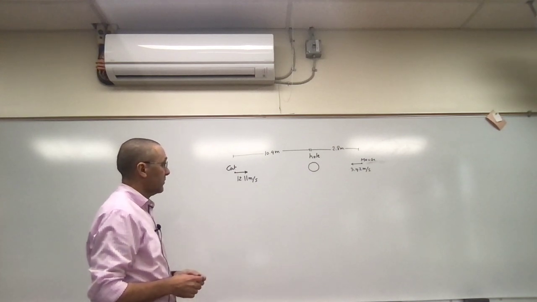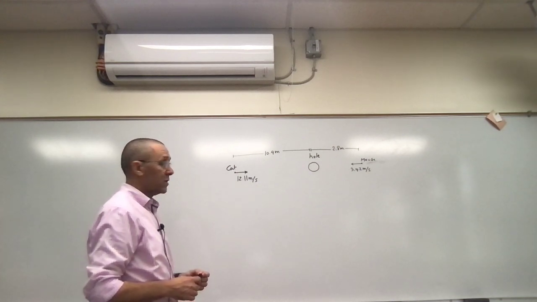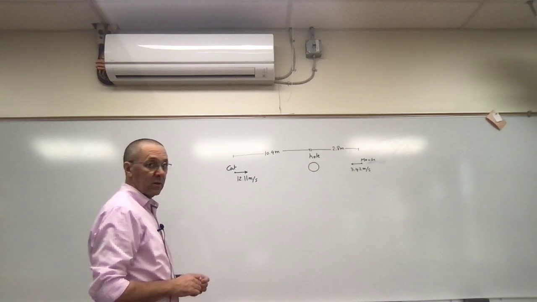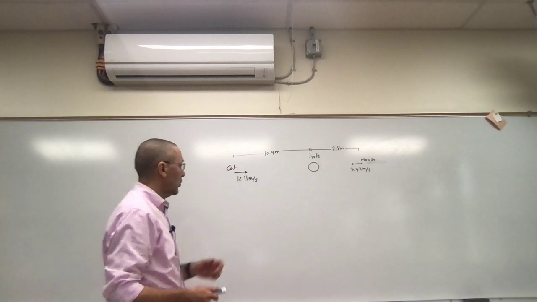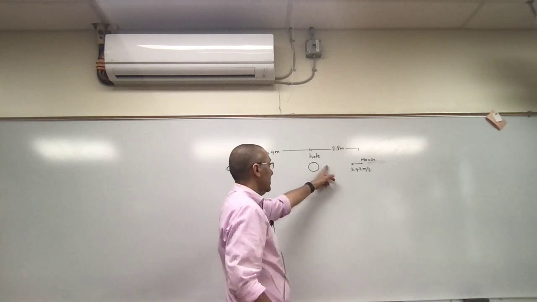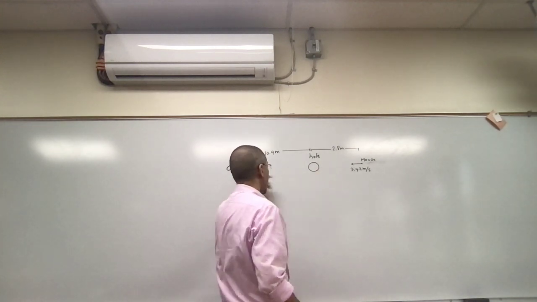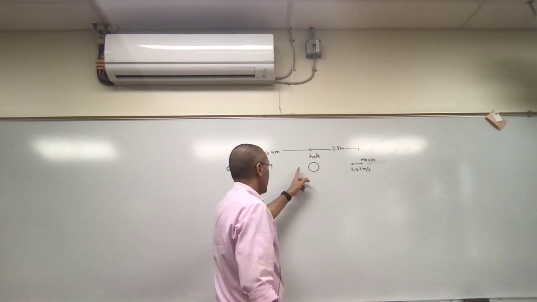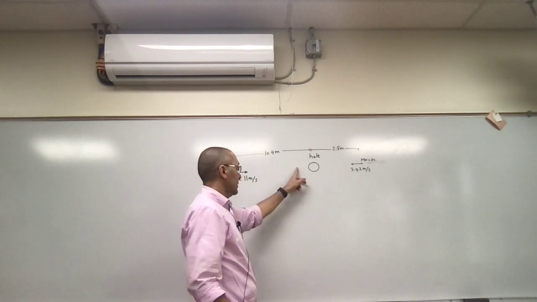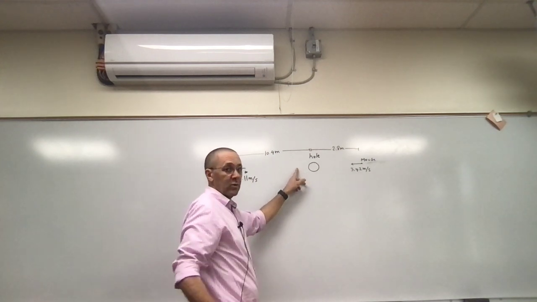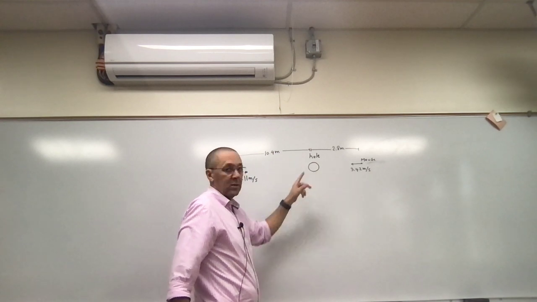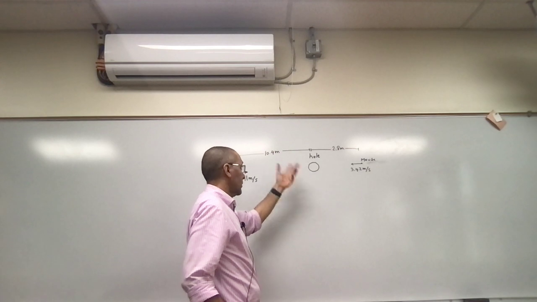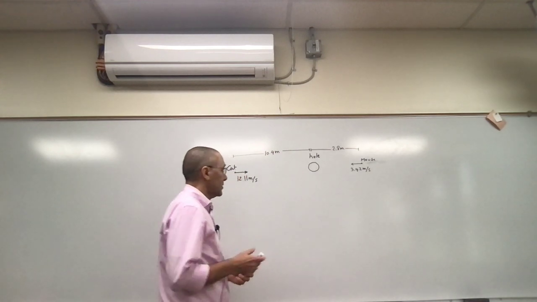All right, so we're going to try to figure out whether the cat is going to have lunch this day or not. So basically it all depends where they meet. If they meet here, it means that the cat catches the mouse before he gets to the hole. Now if the point of intersection is here, it means the mouse got into the hole before the cat got into the hole. So we're going to try to find where they're going to meet.